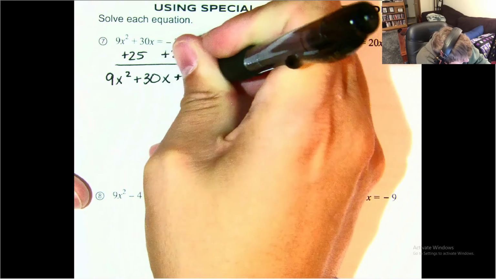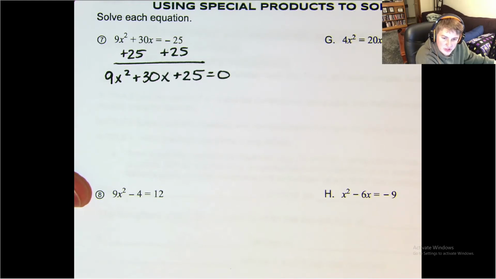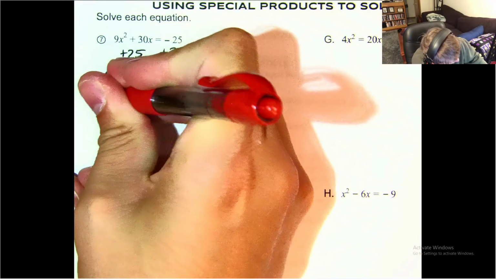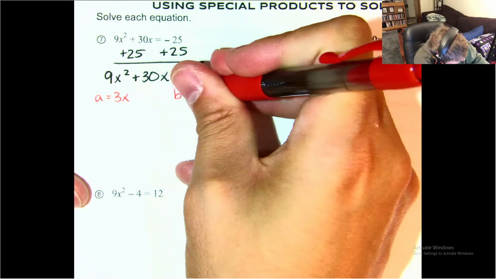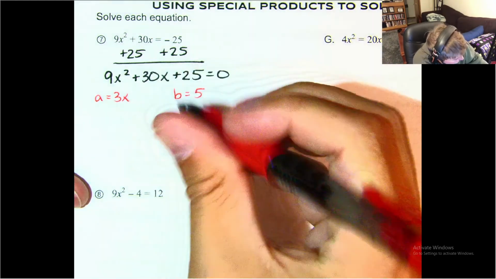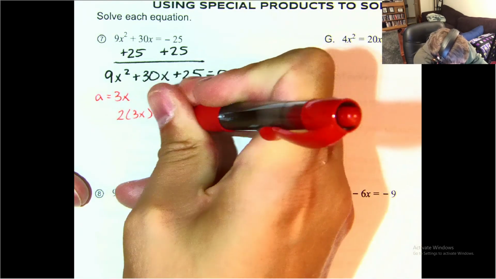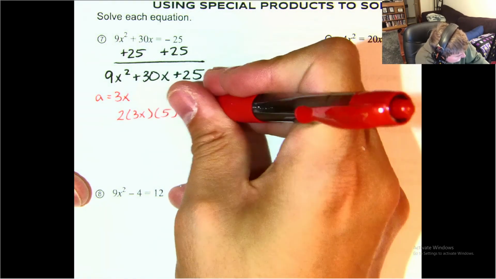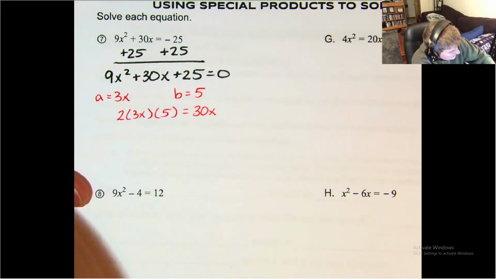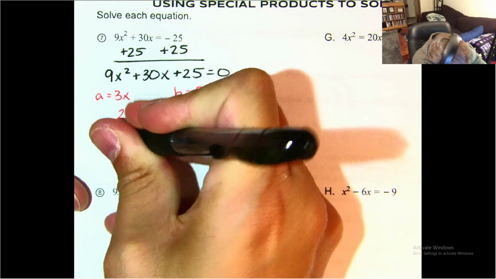All right, and now it's set equal to 0. Once it's set equal to 0, I can try to factor. So I'm looking at this and I'm saying, hey, this first term is a perfect square. Its root is 3x. This last term is a perfect square. Its root is 5. So now I just need to check, does 2 times 3x times 5 equal 30x? Well, 2 times 3x is 6x. 6x times 5 is 30x. So it is. So this is going to factor into 3x plus 5 squared.